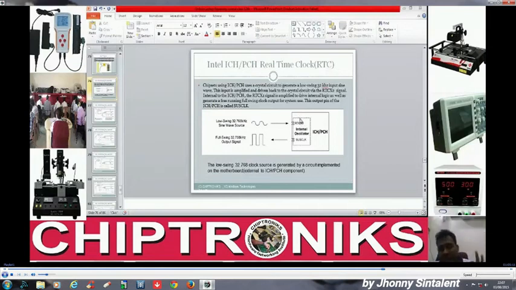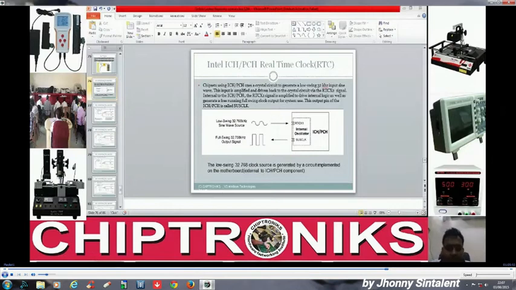RTC is a Motorola MC1468 IC, a timer, a compatible real-time clock timer, and this has 256 MB of RAM. And what is the function of that RTC? First it maintains the time, and second it maintains the system data. But what is important to notice over here is that the chipset, ICH PCH, uses a crystal circuit.